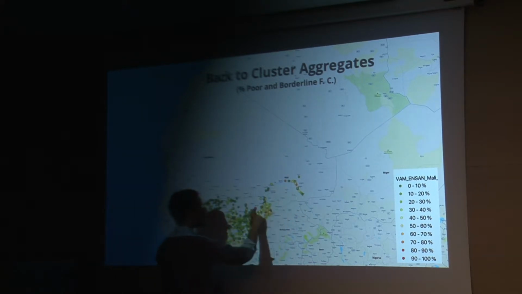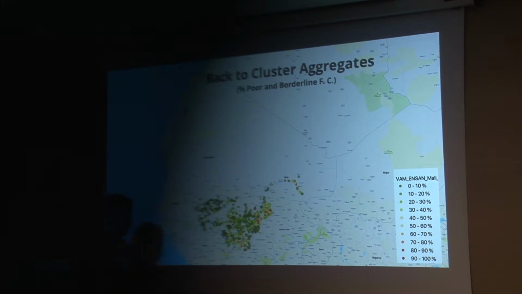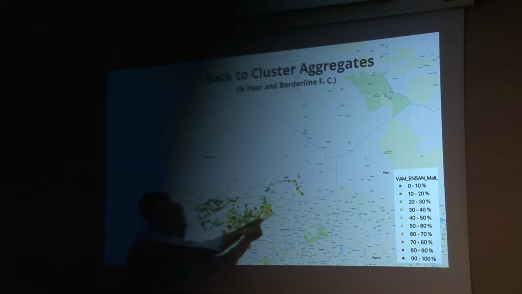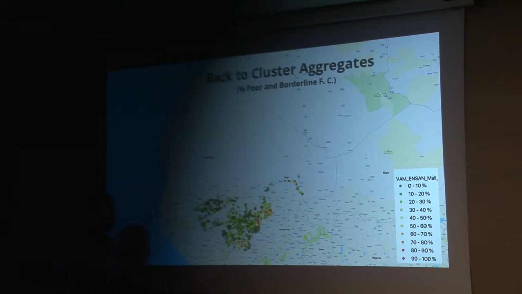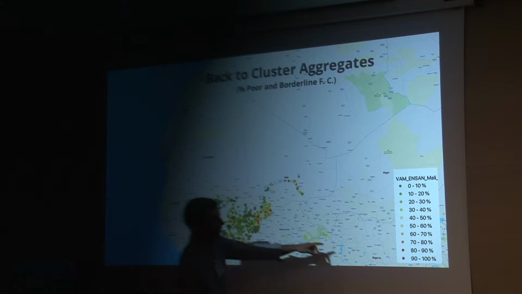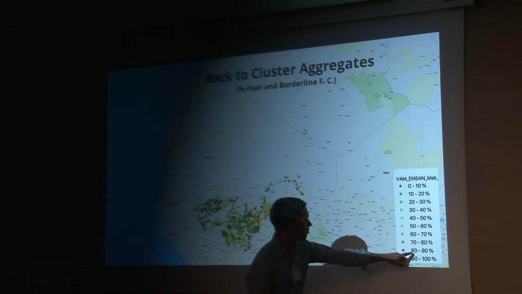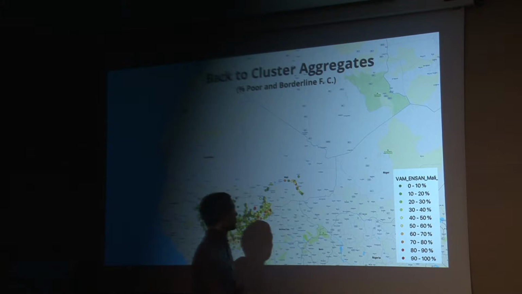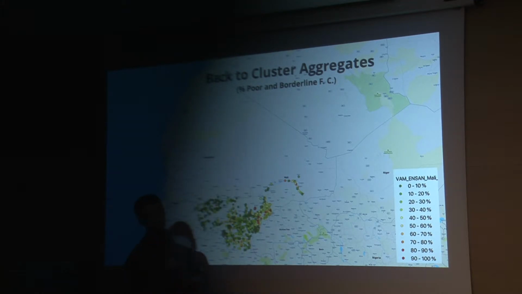You have some red in some locations, but sometimes the red is very close to the green, so if you average here, I don't know what's going to be the resulting color, because the red and green are together. So which percentage is poor and which is borderline? Here the color is the poor and borderline. If you see dark red, it means that there is probably more than 80% of households, on an average of 10 people, that have poor and borderline food consumption.